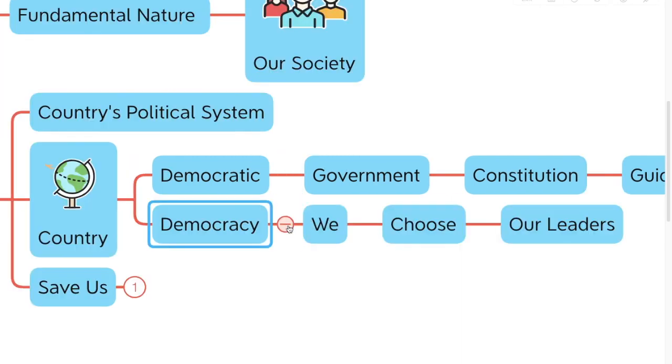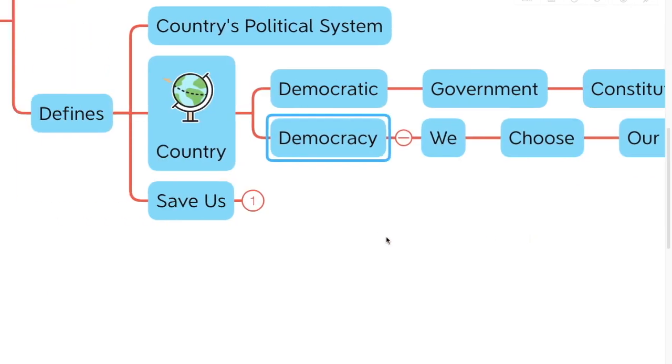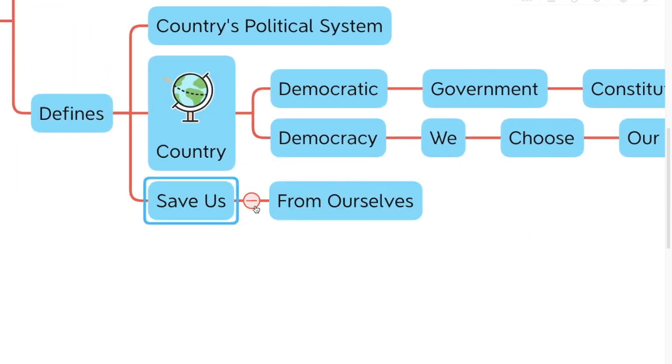Remember, in a democracy, we choose our leaders. And the Constitution also helps save us from ourselves. What do I mean by that? The Constitution doesn't go by emotion. It does not allow for the easy overthrow of provisions that guarantee the rights of citizens and protect their freedom.